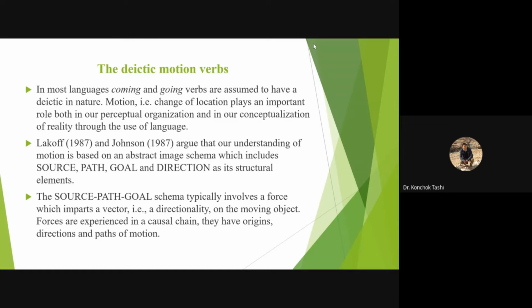Motion, that is change of location, plays an important role both in our perceptual organization and in our conceptualization of reality through the use of language. Lakoff and Johnson argue that our understanding of motion is based on an abstract image schema, which includes source, path, goal, and direction as its structural elements. The source, path, goal schema typically involves a force which imparts a vector, which means directionality, on the moving object. Forces are experienced in the causal chain. They have origins, directions, and paths of motion.